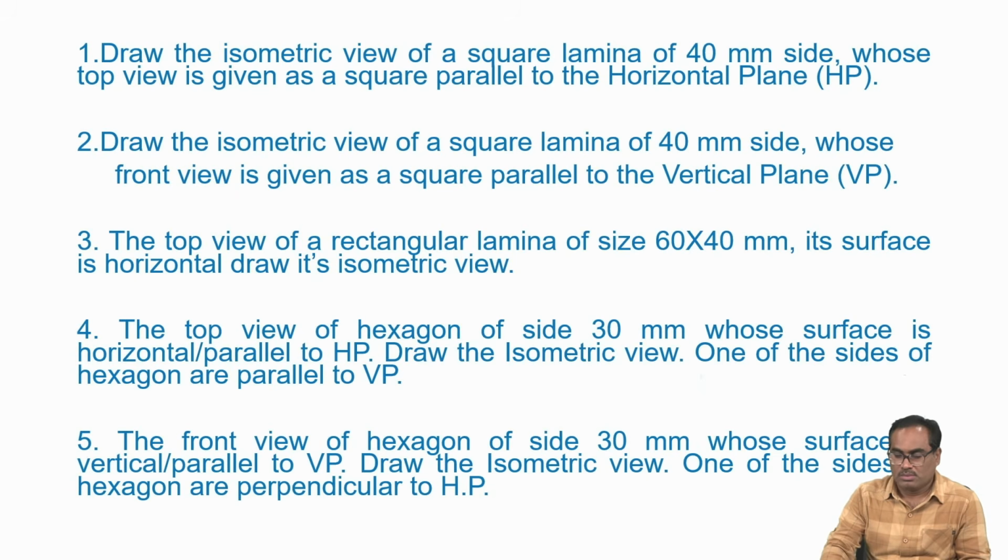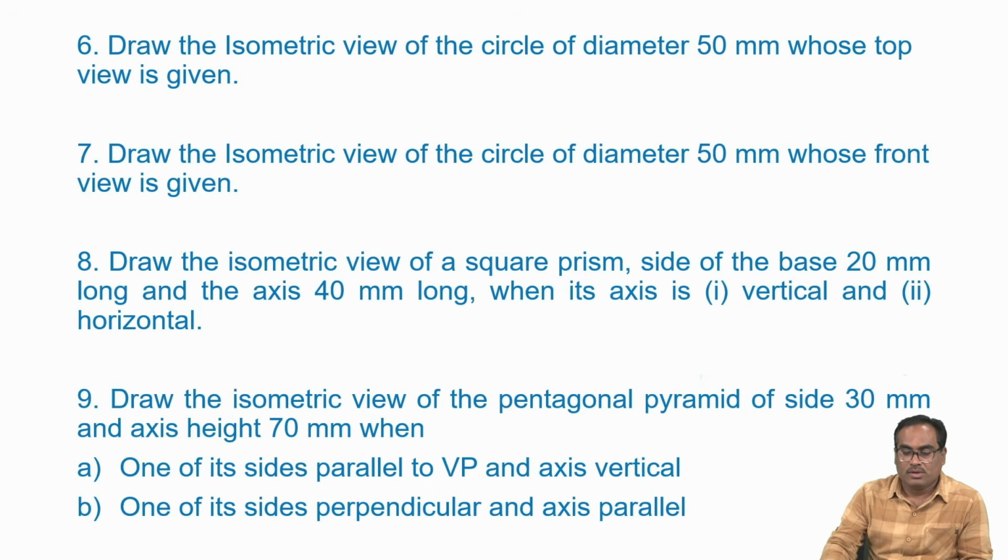So the next problem is: draw the isometric view of the circle of diameter 50 mm whose top view is given. Okay, here also circle top view is given. Next problem, draw the isometric view of a circle of diameter 50 mm whose front view is given. Same circle 50 mm diameter, sixth problem top view, and seventh problem front view is given. Okay, so I'll tell you how to do it in AutoCAD. I'll go to the AutoCAD mode.